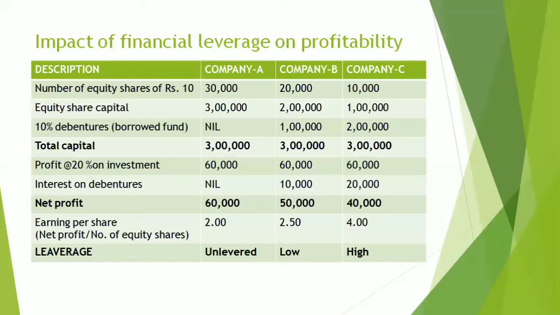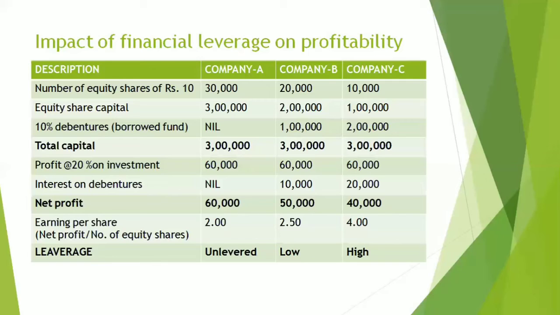Now compare all these three. Which company's earning per share, that means earning to equity shareholder, is higher? Definitely it is for company C. So we can say when we issue debenture along with equity share, then earning per share can be increased. But there is one condition. This is possible only when rate of return on investment is higher than rate of interest. Otherwise, it is not possible. If the rate of interest is higher than the rate of return on investment, then this is not possible. So this condition you should keep in mind.